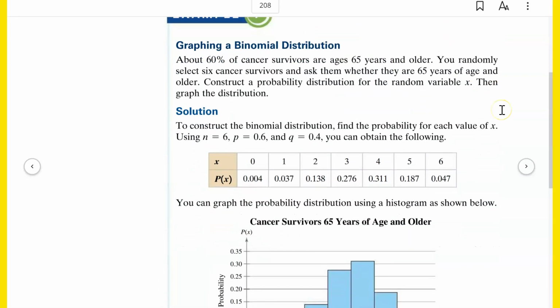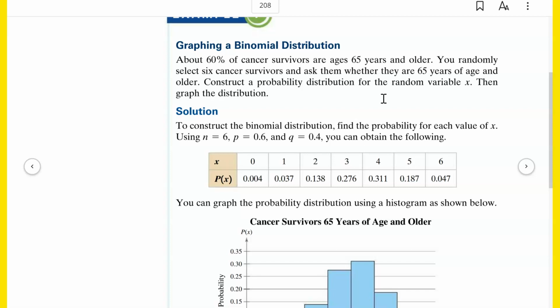Graphing a binomial distribution. About 60% of cancer survivors are ages 65 and over. You randomly select 6 cancer survivors and ask them whether they are 65 years of age and older. Construct a probability distribution for the random variable x, then graph the distribution. So if we interview how many people? 6 people. 6 is the number of trials. It's the n.